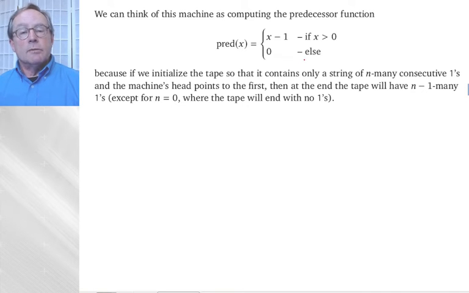You would have to check that if the machine was started with 0 many 1s on the tape, the head is under a blank spot, what would the machine do? And what you'll find is that the machine just leaves 0 many 1s on the tape at the end.